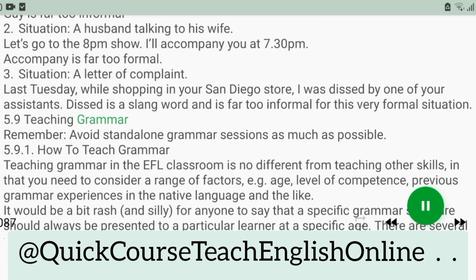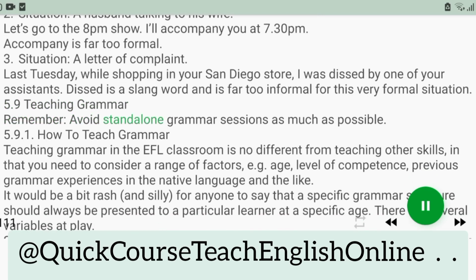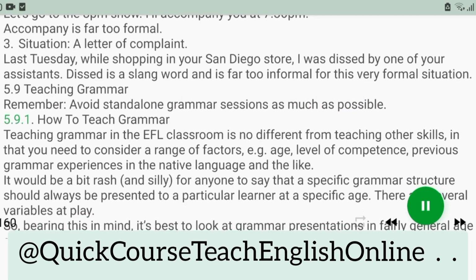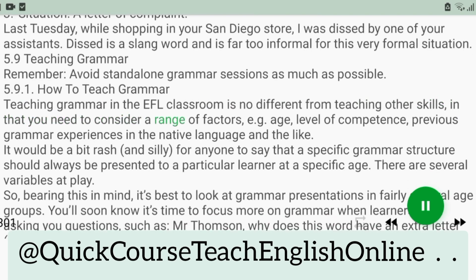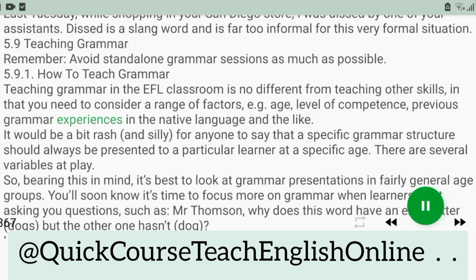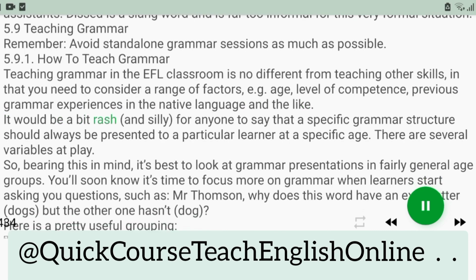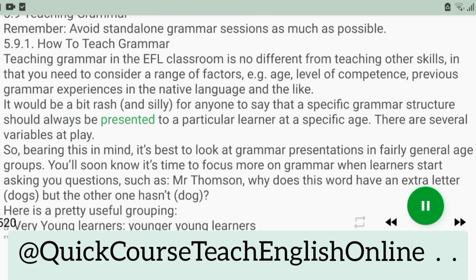5.9 Teaching grammar. Remember, avoid standalone grammar sessions as much as possible. 5.9.1 How to teach grammar. Teaching grammar in the TEFL classroom is no different from teaching other skills, in that you need to consider a range of factors, e.g., age, level of competence, previous grammar experiences in the native language, and the like. It would be a bit rash and silly for anyone to say that a specific grammar structure should always be presented to a particular learner at a specific age.